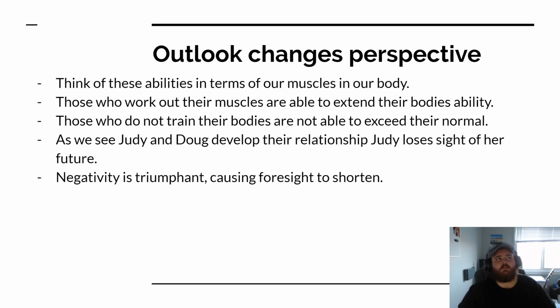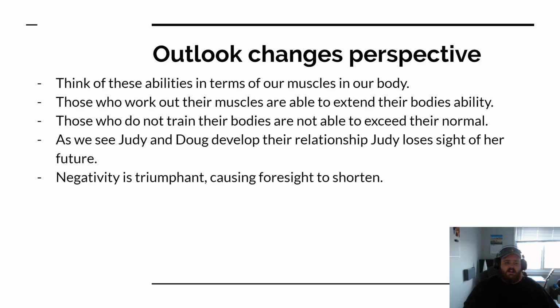So, in order to rationalize these abilities that they have, we almost have to look at it like positivity in our head or like muscles in our body. If you're not using them, you're losing it. So for Judy, as she continues in a relationship, she struggles with the ability to see more. As we know, those who work out their muscles are able to extend their body's ability, and those who do not train their bodies are not able to exceed their normal.